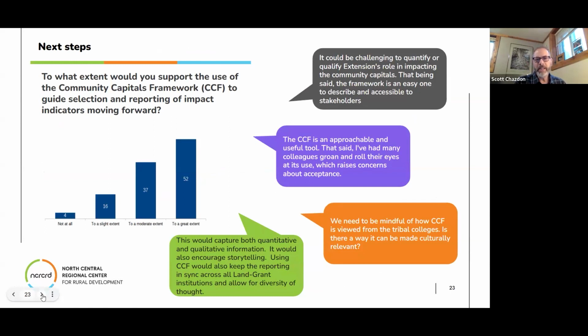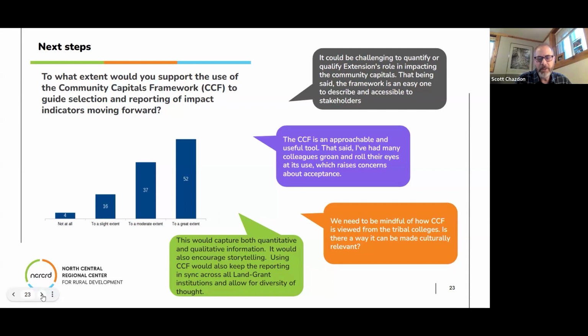And one possible way to do the work moving forward, which we asked about in the survey, is to frame the indicators around the community capitals framework, which almost all of us in community development and extension are familiar with and use often directly in our programming. And so we asked to what extent people would be supportive of the community capitals framework as a way to frame the indicators moving forward. And that got a lot of support among the survey respondents, as you can see.